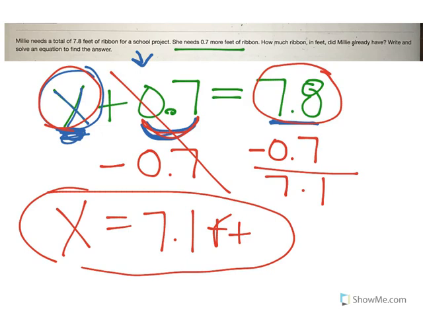On the right side, by doing the inverse, the opposite of adding 7/10 is subtracting 7/10. Whatever you do to the left side, you do to the right side. We get 7.1 or 7 1/10 feet, and that is our answer.